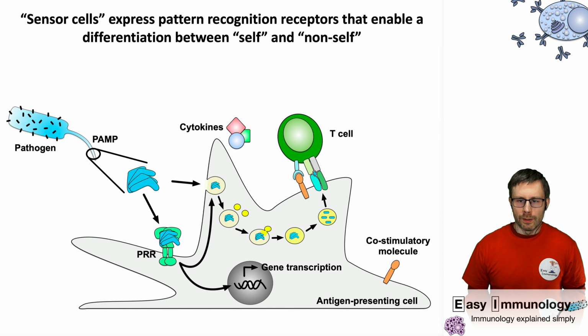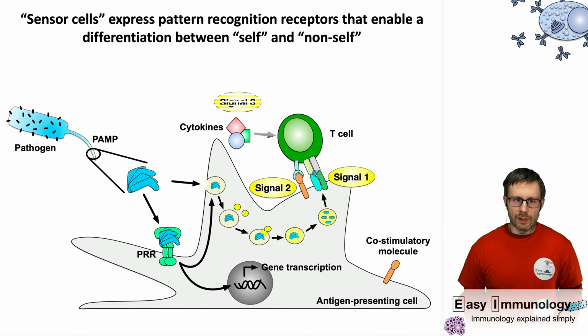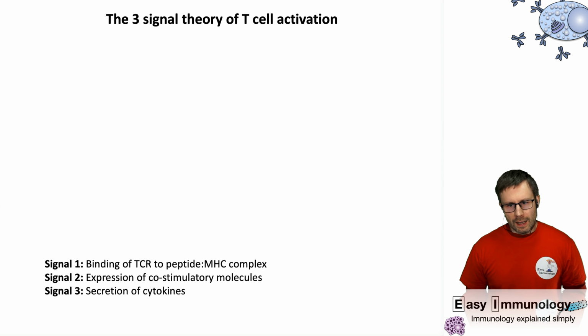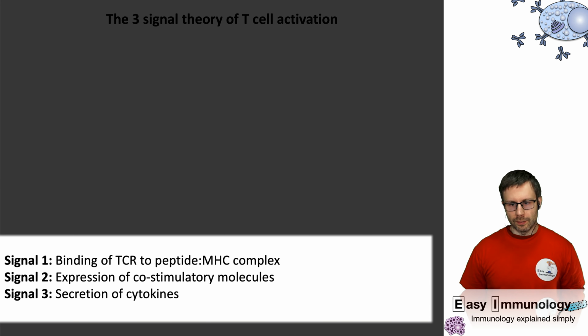This is basically what the immunologist calls the three-signal theory of T cell activation. And the first signal is the presentation of peptides in combination with MHC molecules. The second signal is the expression of costimulatory molecules, and the third signal is the production of cytokines. And as I said, signal 1 is the binding of the T cell receptor to the MHC complex with the peptide. Signal 2 is the expression of costimulatory molecules, and signal 3 is the secretion of cytokines.